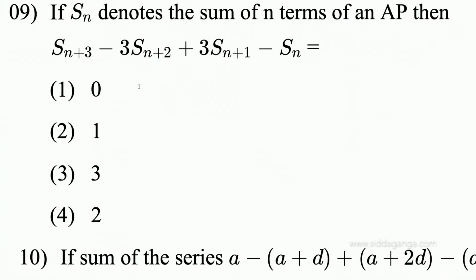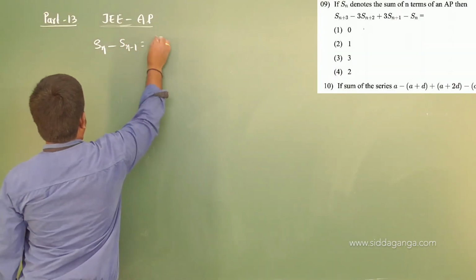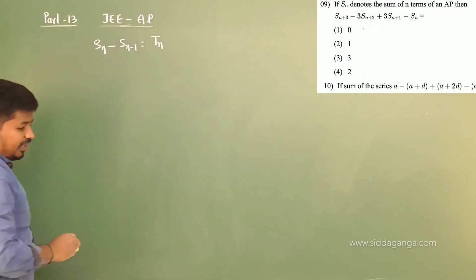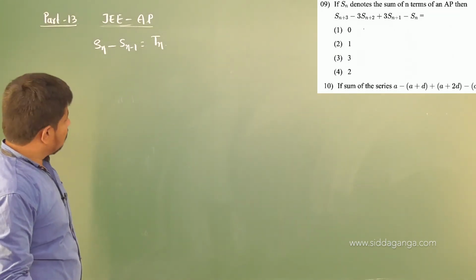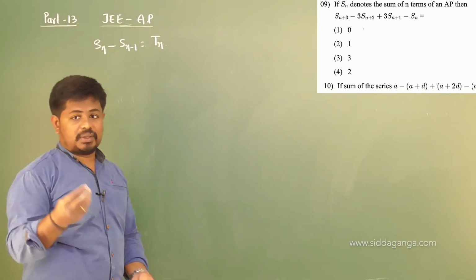Okay, let me move to the 9th question. If Sn denotes the sum of n terms of an AP, then what is Sn plus 3, I mean sum of n plus 3 terms minus 3 times of sum of n plus 2 terms plus 3 times of sum of n plus 1 terms minus sum of n terms. Here this is based on the result that Sn minus Sn minus 1 is equal to nth term, that is Tn or an, right? So let's use this concept to find the value of this.